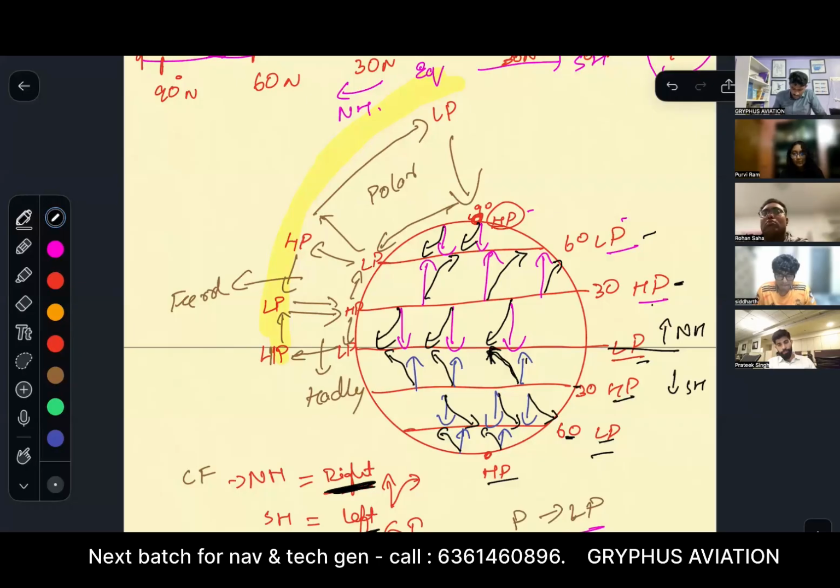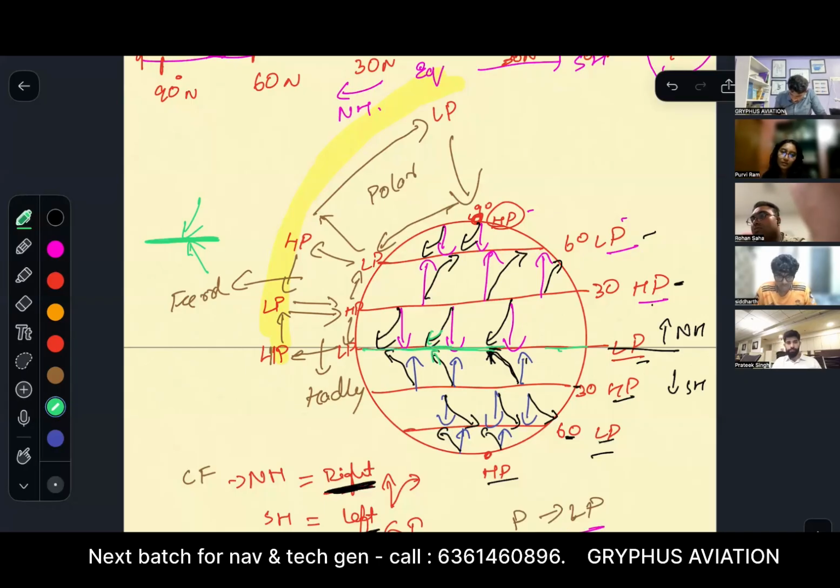Now, if you observe over here, from this side also, this is an equator line. From this side also wind is coming, and from this side also wind is coming. So equator is there. From the northern hemisphere also wind is coming. From the southern hemisphere also wind is coming. So can I say they are converging? They are colliding with each other.